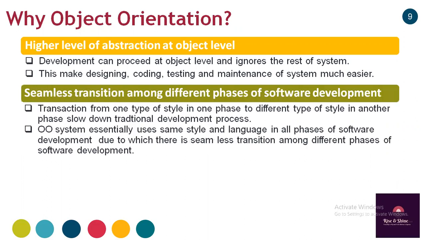Next, seamless transition among different phases of software development. As we have already seen, every stakeholder is on the same page. Transition from one type of style in one phase to a different type of style in another phase of software development slows down the development process, and this happens in the traditional development process.